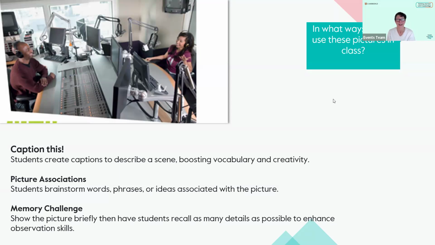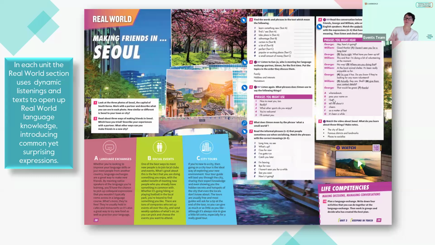Thanks for sharing. So another feature, remember the 4th feature that we mentioned at the beginning, is the real world, the 2 pages real world section that comes at the end of every unit. These pages are designed to really allow students to connect their learning to the outside world through documentary videos, reading, listening, and functional language. They come in every unit.